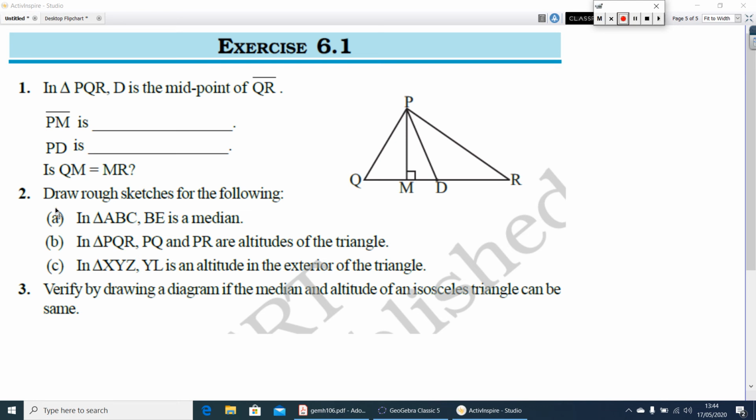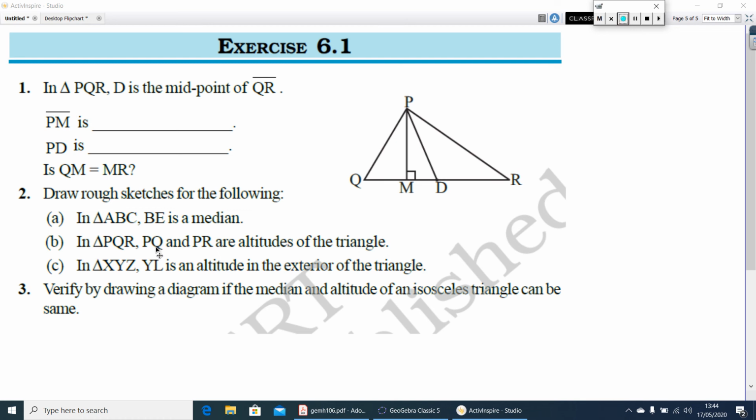Second question. Draw rough sketches for the following. Draw a triangle ABC and from B draw a median. BE is the median. Do try it. Again you can draw a triangle PQR where PQ and PR are the altitudes of the triangle.